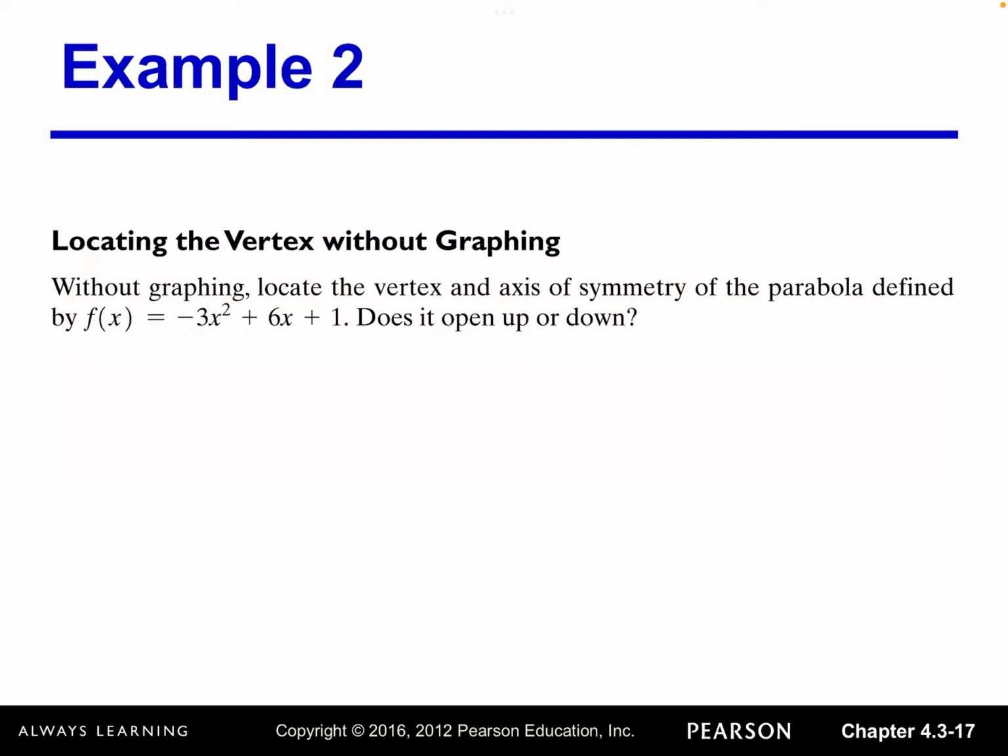All right, so now let's look at the example. Without graphing, locate the vertex and axis of symmetry of the parabola defined by this quadratic function, and also answer the question: does it open up or down? So first, given the quadratic function, we can identify the coefficients a, b, c right away. a equals negative 3, the numerical value of the x second power term. b equals positive 6, the numerical value of the x first power term. c equals 1, which is the constant term. Okay, we identified 3 coefficients.